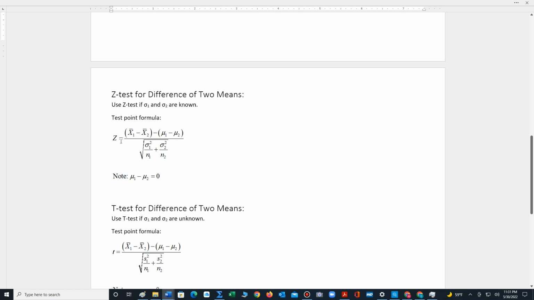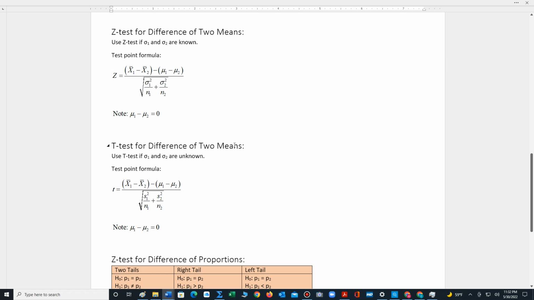The test point will be z equal to the difference between the two sample means minus the difference of the two population means, divided by the standard error, which is the square root of the standard deviation 1 squared divided by n1 plus standard deviation 2 squared divided by n2. Take note that the difference of the two population means is always 0.